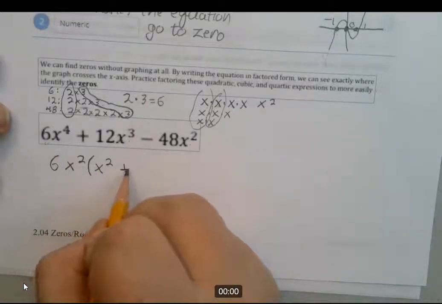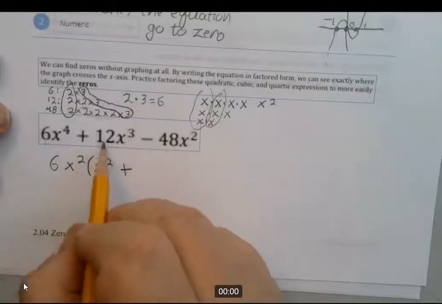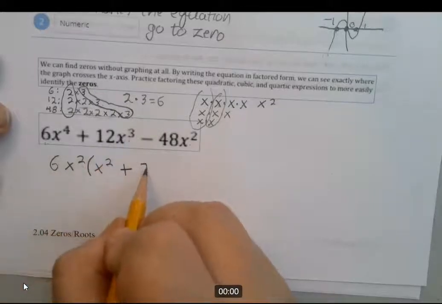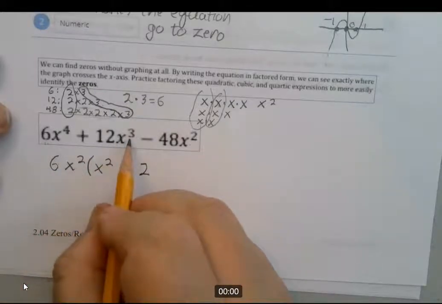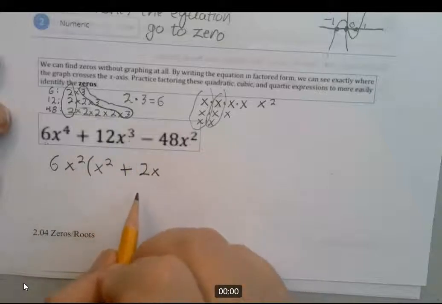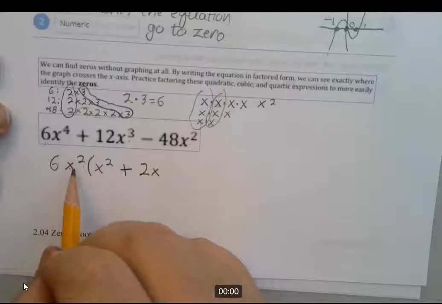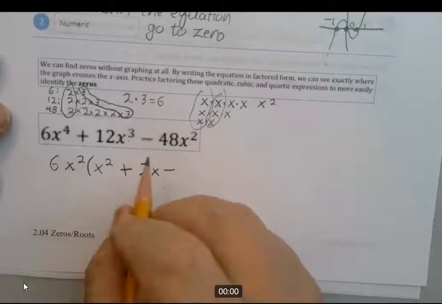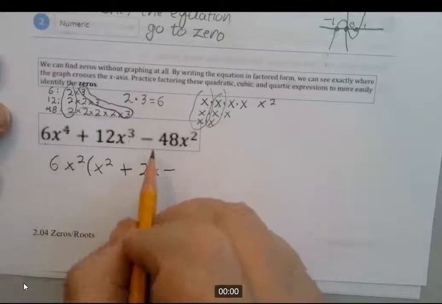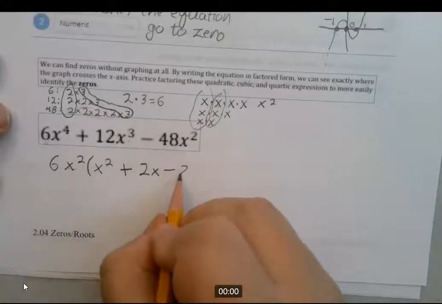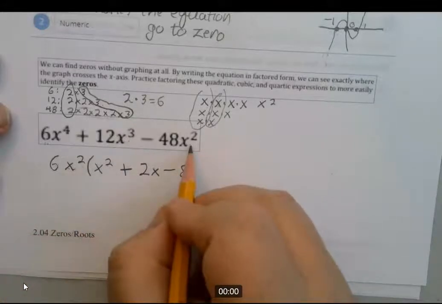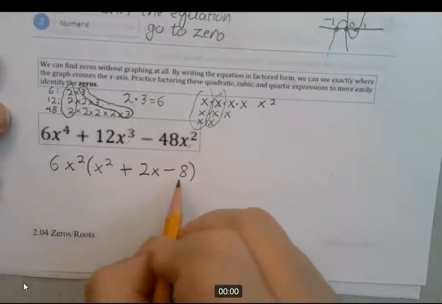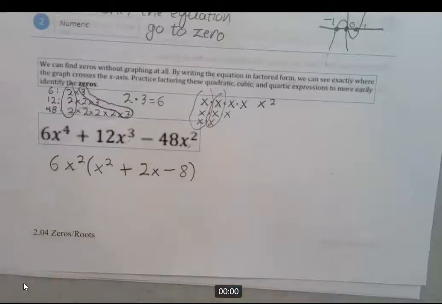Next, what do you have to multiply this by to get 12x to the 3rd? Well, to get 6 to multiply to 12, you have to have a 2. And to get x squared to become x to the 3rd, you need another x. So it's 2x. So 6 times 2 is 12, and x squared times x is x to the 3rd. Okay, finally the last one. What do we multiply this by to get this? Well, 6 times 8 is 48, so there's an 8 there. And x squared, it already has an x squared. So you don't need to multiply by any more x's, so that's it. So 6x squared times negative 8 is negative 48x squared.